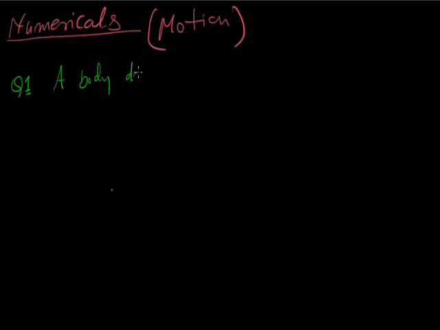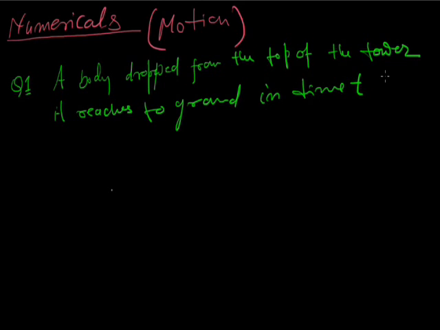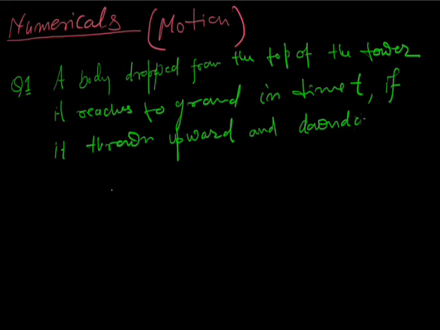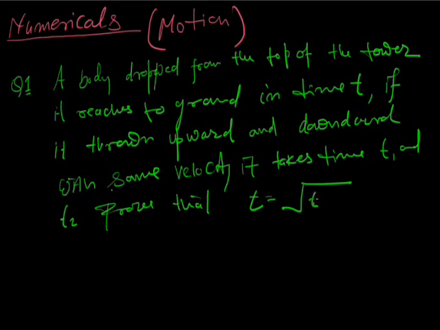A body is dropped from the top of the tower. It reaches the ground in time t. If it is thrown upward and downward with the same velocity, it takes times t1 and t2. Prove that t is equal to root of t1 times t2.